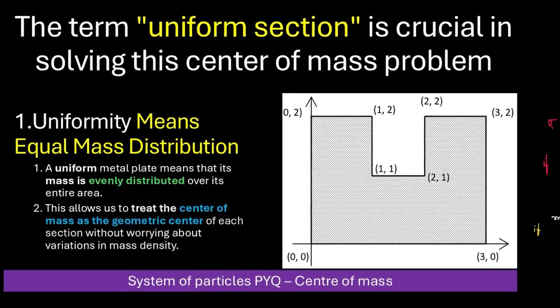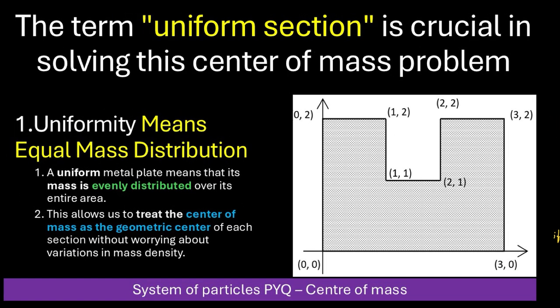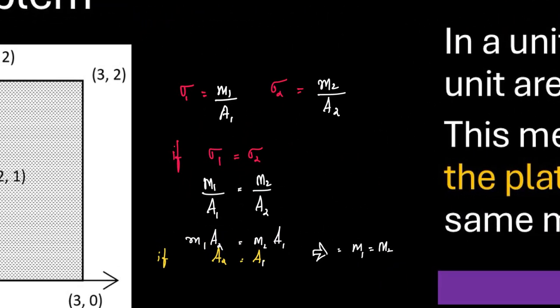See, the term uniform section is crucial in solving the center of mass problem. Why? Because uniformity in a section of solid means equal mass distribution. A uniform metal plate means that its mass is evenly distributed over its entire area. This will allow us to treat the center of mass as the geometric center of each section without worrying about the variations in mass density. I do understand that things are not clear here. It may take some detailed time to understand this concept. Okay.